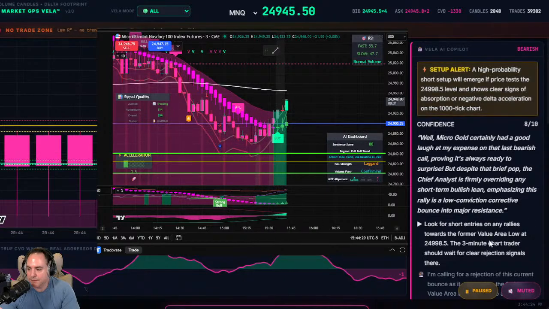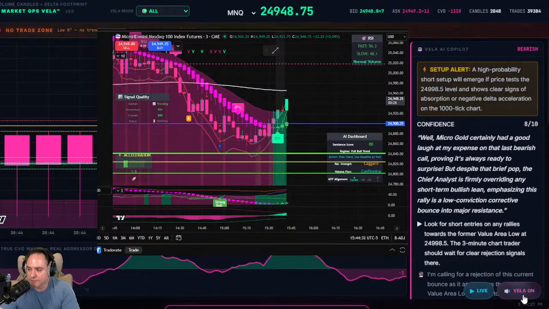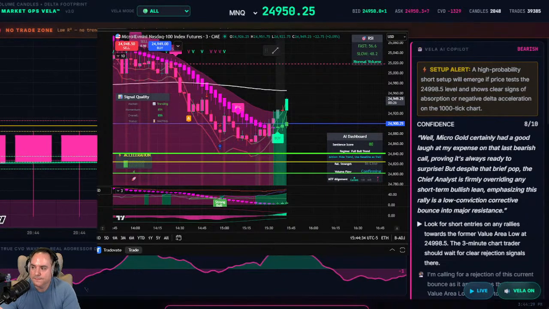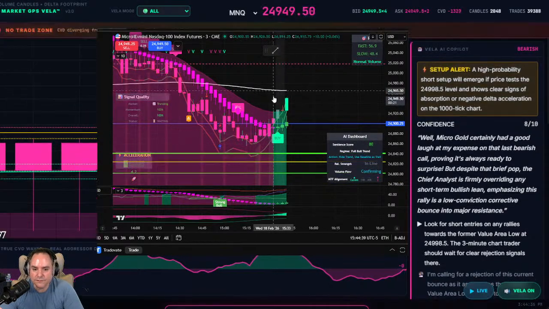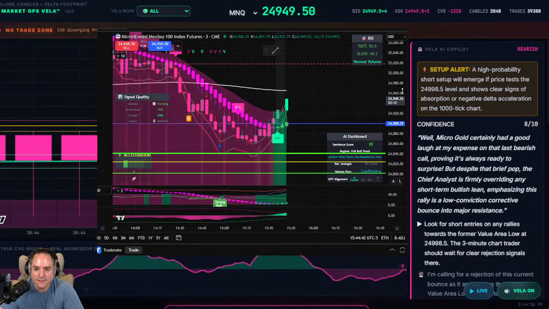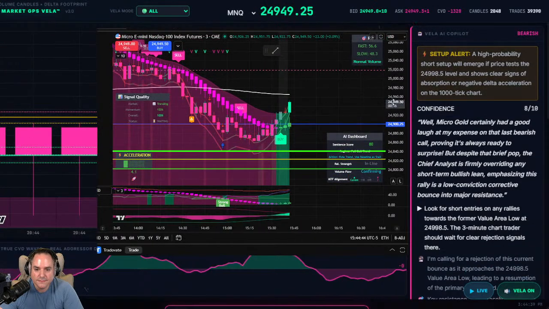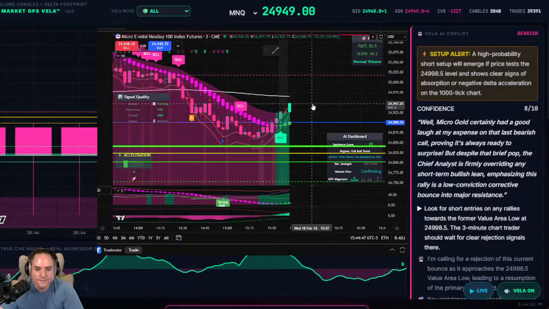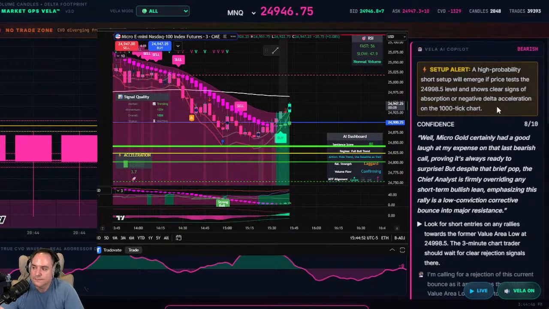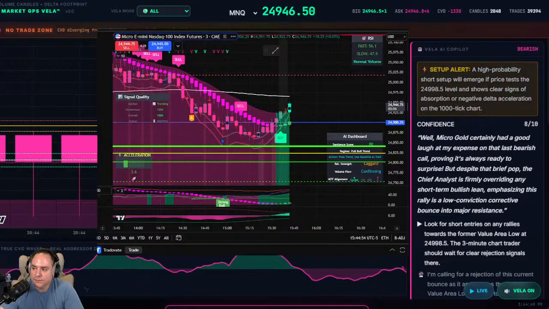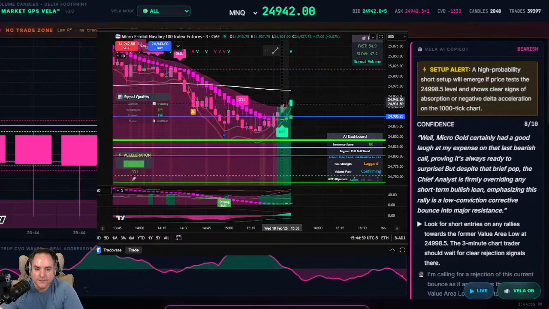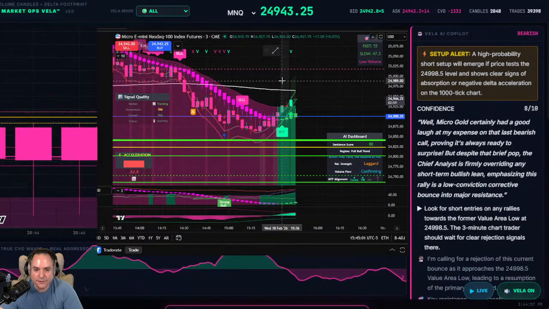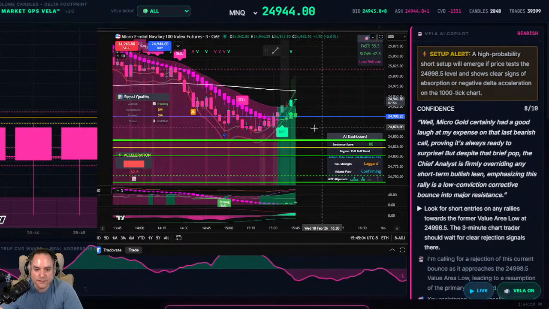This was a big push up. Let me turn Vela back on and see what's happening here. Man, Vela was right. That was a nice long that I missed. 24,998. So maybe this thing will start to reverse near the 200. Be a decent short here. We'll see.